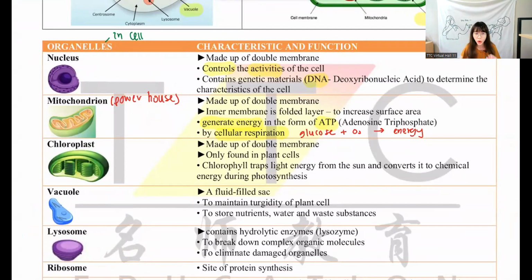So chloroplast can only be found in plants. This one everybody knows, right? Do you guys know what is in the chloroplast? Chloroplast contains chlorophyll, correct? Chlorophyll is green in color. But how come some of the plants are not green in color? It actually depends on the different color pigments of plants. We will learn how come some plants are red, some plants are a different color. We will learn in Form 5, but not every plant is green in color, right?